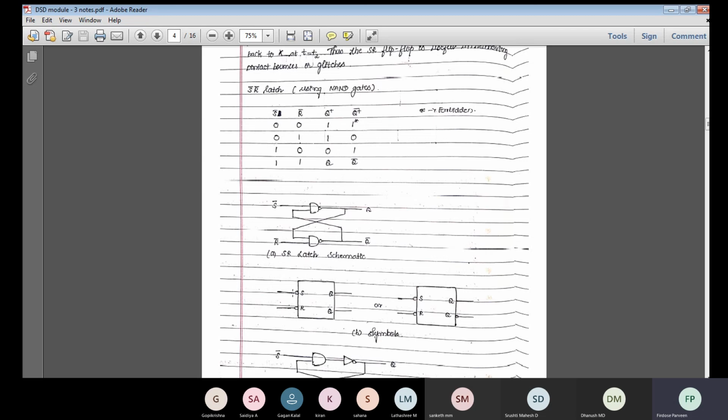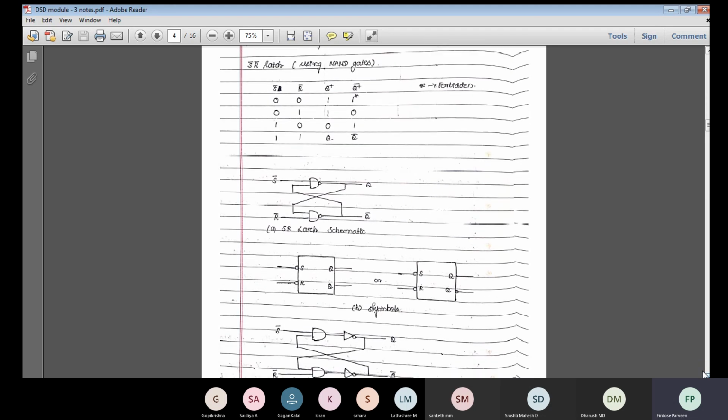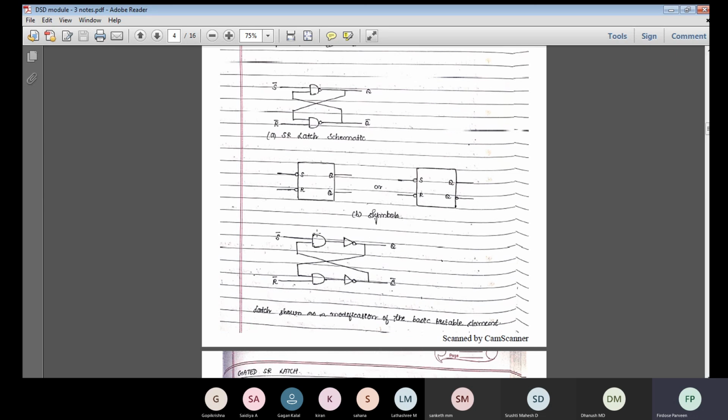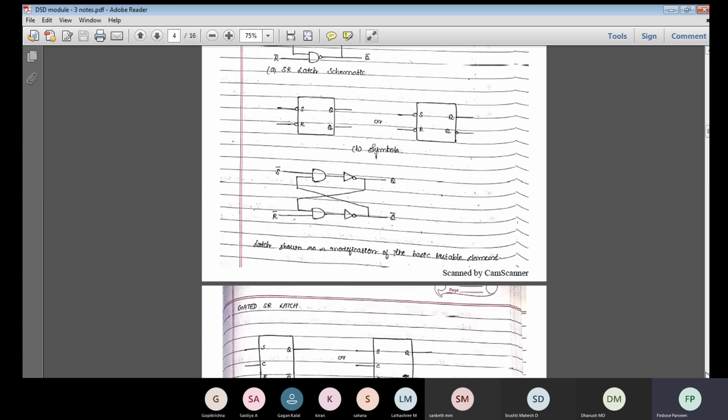So this is S and this is R, as it is bubbled here. So this indicates it is S bar R bar. Either it is Q bar directly, or also you can write it like this, bubbled Q. Okay. It can also be written as AND with a NOT gate, as it is shown here. And AND used with a NOT gate becomes a NAND gate itself.